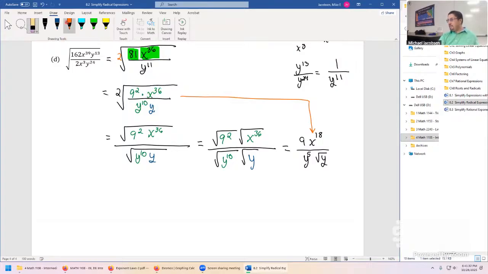I thought that was a pencil. Then likewise, take the root of y power 10 to get the y power 5.